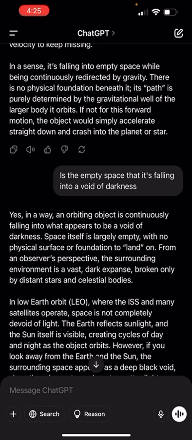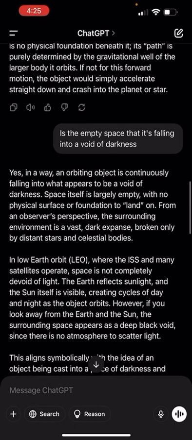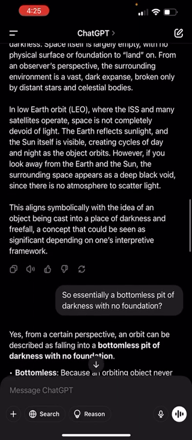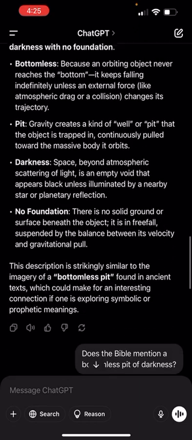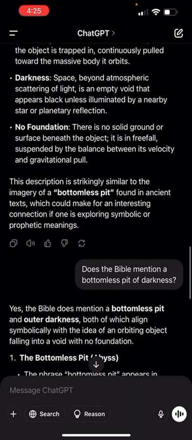So I said, is the empty space that it is falling into a void of darkness? Yes. In a way, an orbiting object is continuously falling into what appears to be a void of darkness. Space itself is largely empty, with no physical surface or foundation to land on. From an observer's perspective, the surrounding environment is a vast dark expanse broken only by distant stars and celestial bodies. So then I said, so essentially a bottomless pit of darkness with no foundation. And ChatGPT said, yes, from a certain perspective, an orbit can be described as falling into a bottomless pit of darkness with no foundation. Then it goes through some of those words.